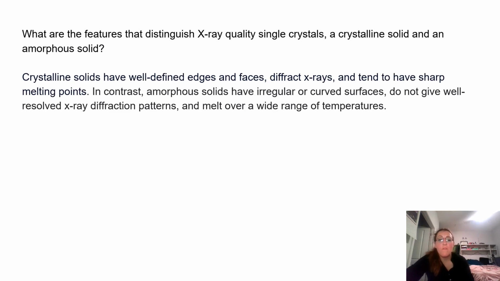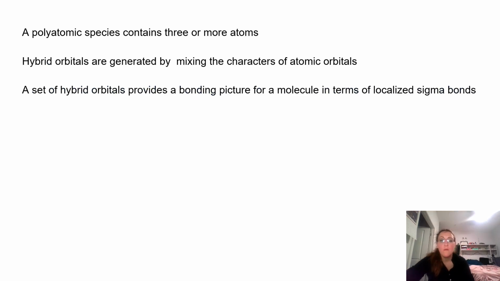What are the features that distinguish X-ray quality single crystals, a crystalline solid, and an amorphous solid? Crystalline solids have well-defined edges and faces, diffract X-rays, and tend to have sharp melting points. In contrast, amorphous solids have irregular or curved surfaces, do not give well-resolved X-ray diffraction patterns, and melt over a wide range of temperatures. A polyatomic species contains 3 or more atoms.